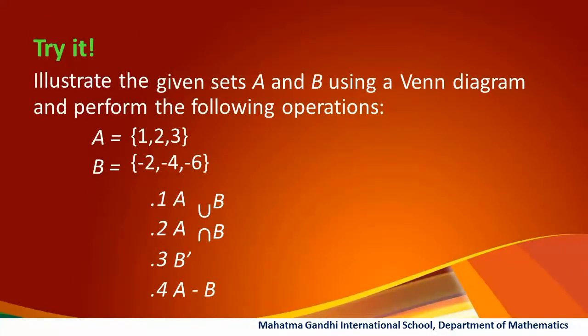Now try to solve this question. Pause the video and try to draw the Venn diagram of the set A = {1, 2, 3} and set B = {-2, -4, -6}. And after drawing the Venn diagram, try to find out A union B, A intersection B, B complement and A minus B.